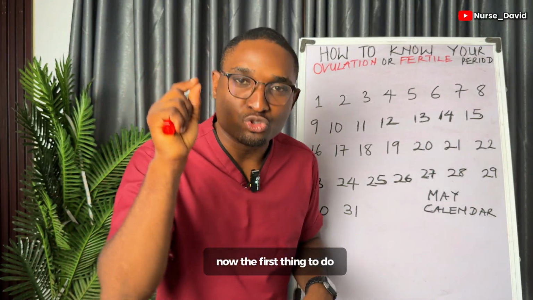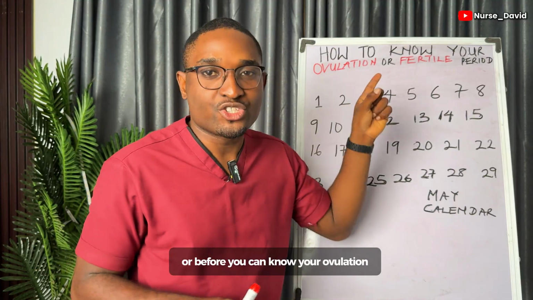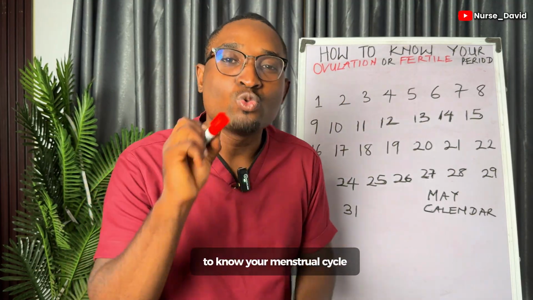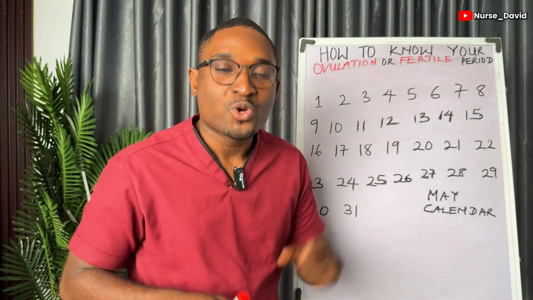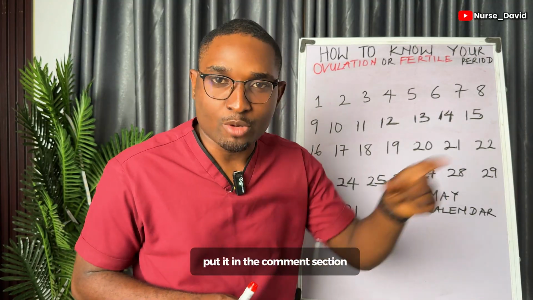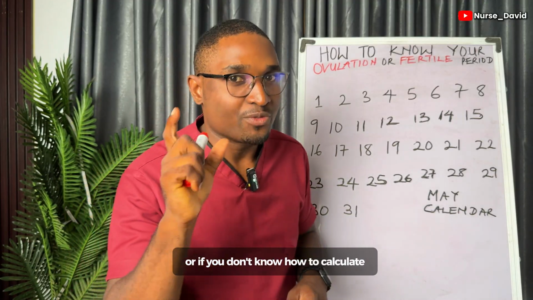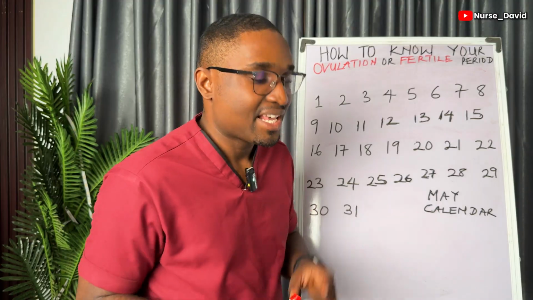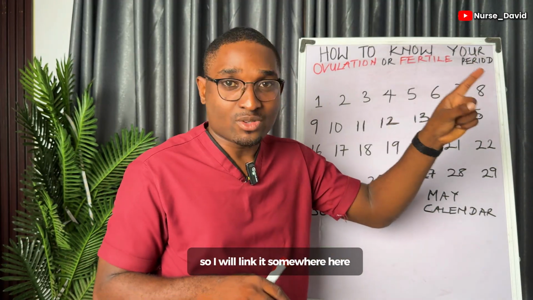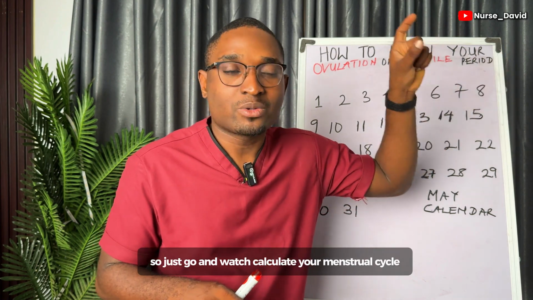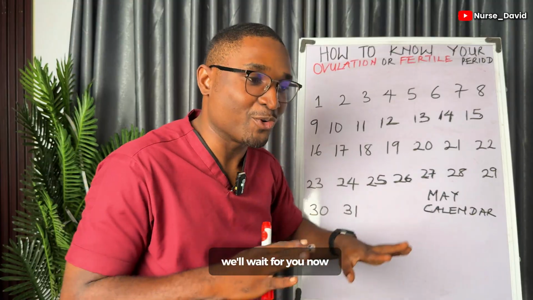Now, the first thing to do before you can know your ovulation or your fertile period is to know your menstrual cycle length. Okay? So let me ask you, what is your menstrual cycle length? Put it in the comment section. Now, if you don't know your menstrual cycle length or how to calculate it, I've made a video on this same channel. I will link it somewhere here. So just go and watch, calculate your menstrual cycle length and come back to this video. Don't rush, okay? We'll wait for you.